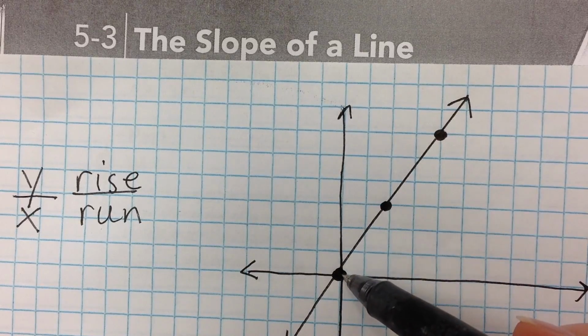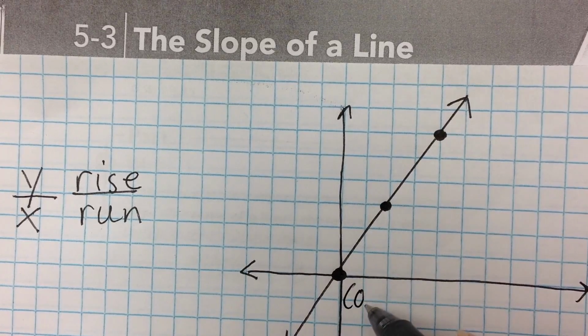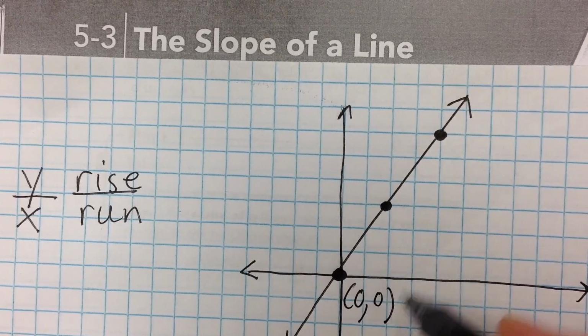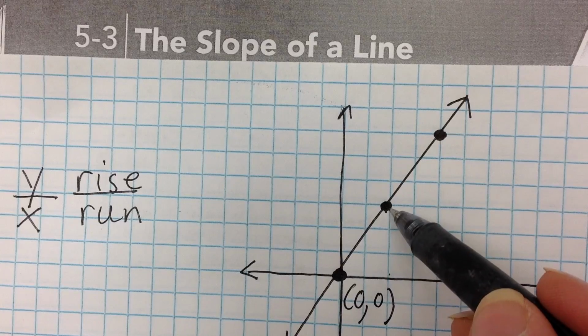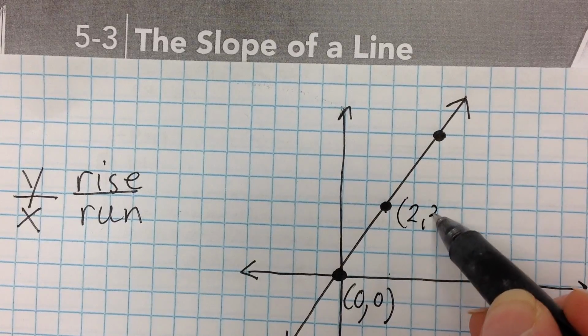So to go from this point at the origin, which is 0, 0, to this point, the name of this point is to the right 2, up 3. So wouldn't this be 2, 3?